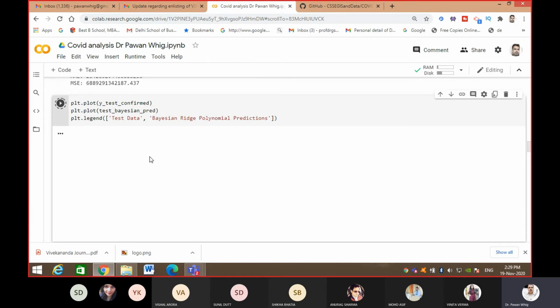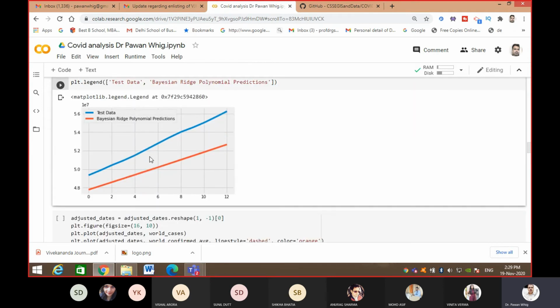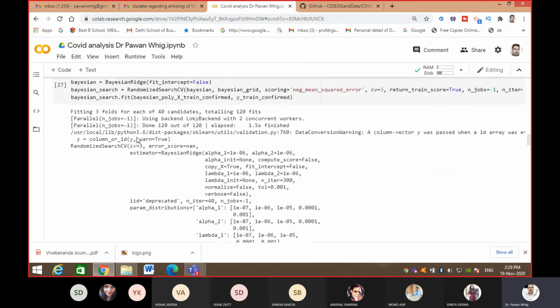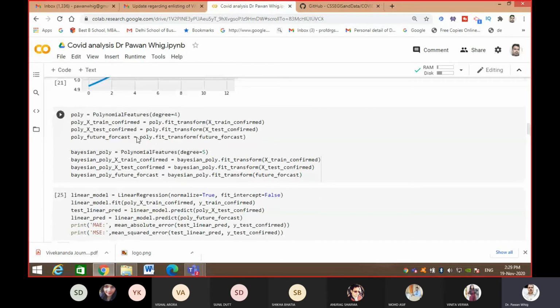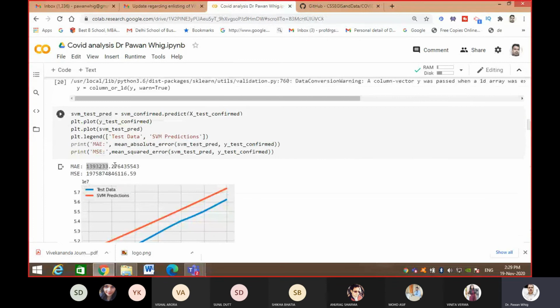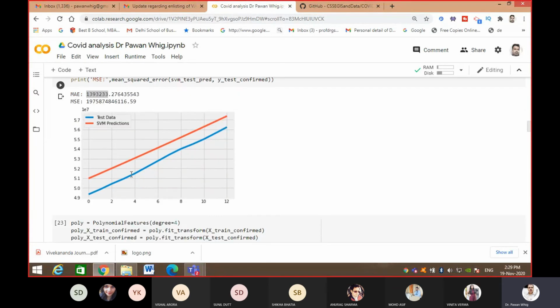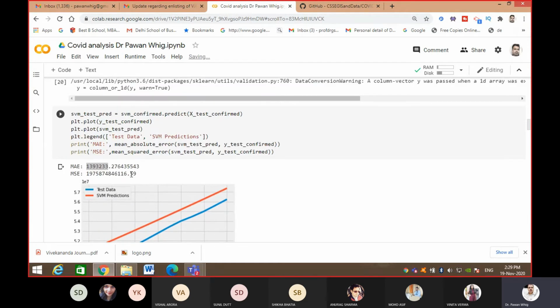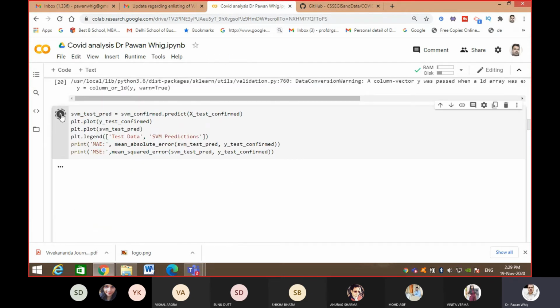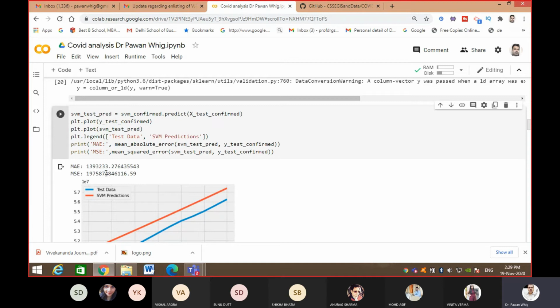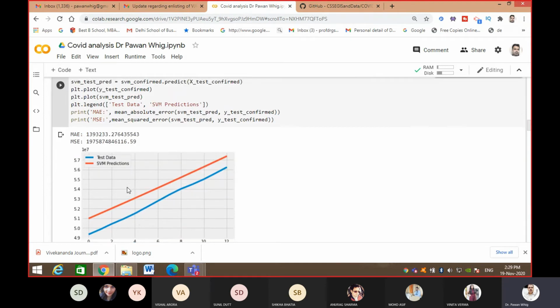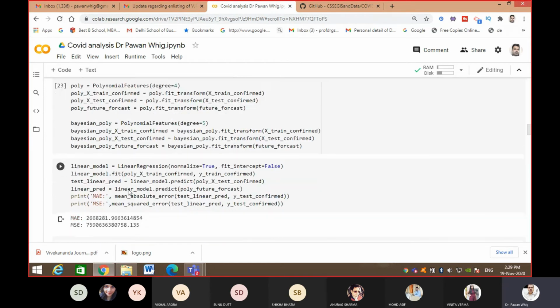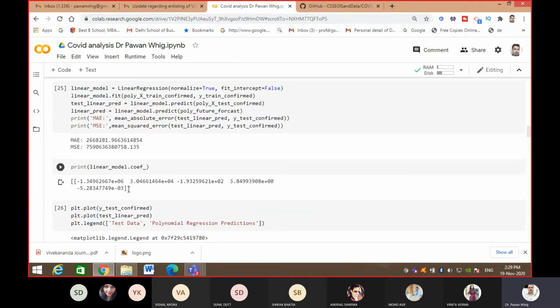And we found that in the Bayesian range, SVM is one of the most important algorithms, because the mean absolute error is least in the case of SVM. It means this algorithm is the most accurate one, because the mean absolute error is least.